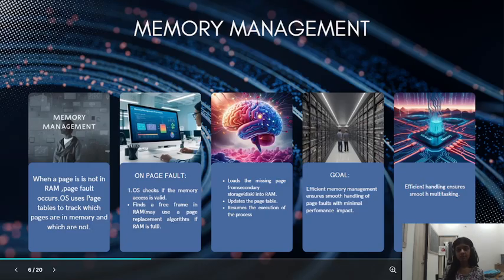So we find a free frame in the RAM. It may use a page replacement algorithm. So now, since we are not having enough space in the physical memory, we go to find space in the virtual memory. Goal. Efficient memory management ensures smooth handling of page faults with minimal performance impact. Efficient handling ensures smooth multitasking.